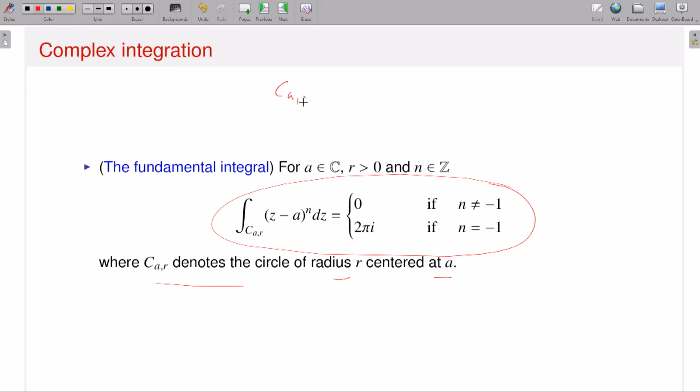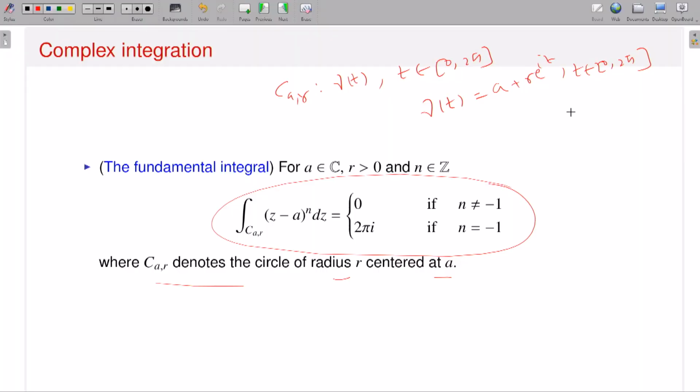Suppose C_A,R has the parameterization gamma, where t runs from 0 to 2 pi. So what is gamma of t? You can easily check. Since it is centered at A with radius r, gamma of t should be A plus r e to the power i t, where t runs from 0 to 2 pi. So this is my parameterization, right? Now you just calculate. You will have two possibilities. If n is not equal to -1, the integral is 0. If n is equal to -1, then it is 2 pi i.